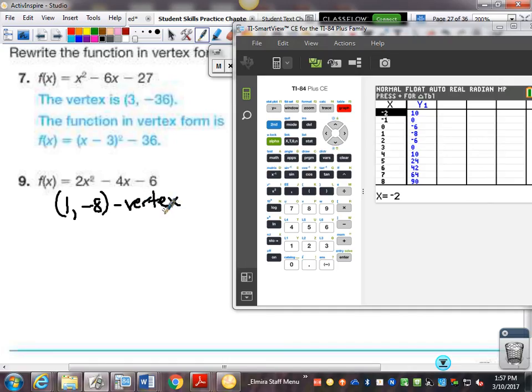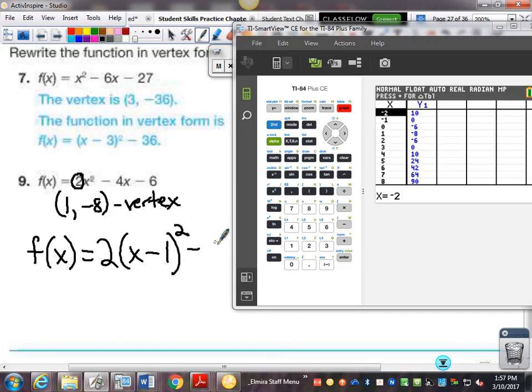And then to write this in vertex form, f of x equals, bring down any leading coefficient, 2, (x, +1 goes to a -1) squared, -8 as the y value stays -8.